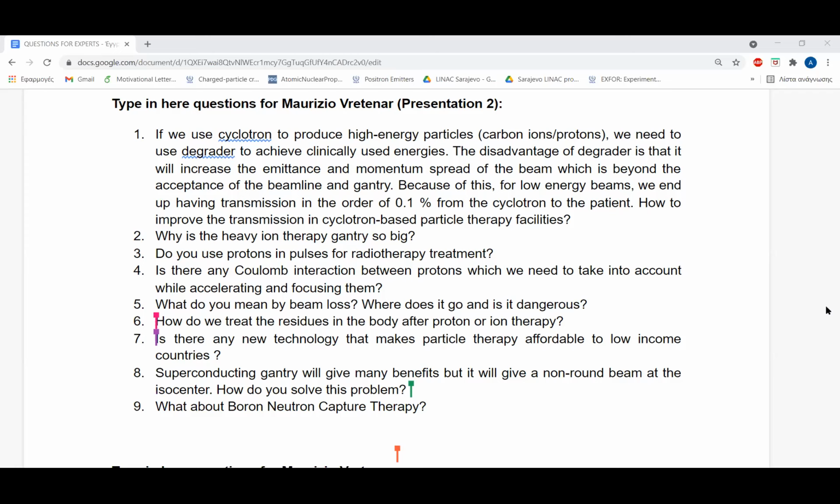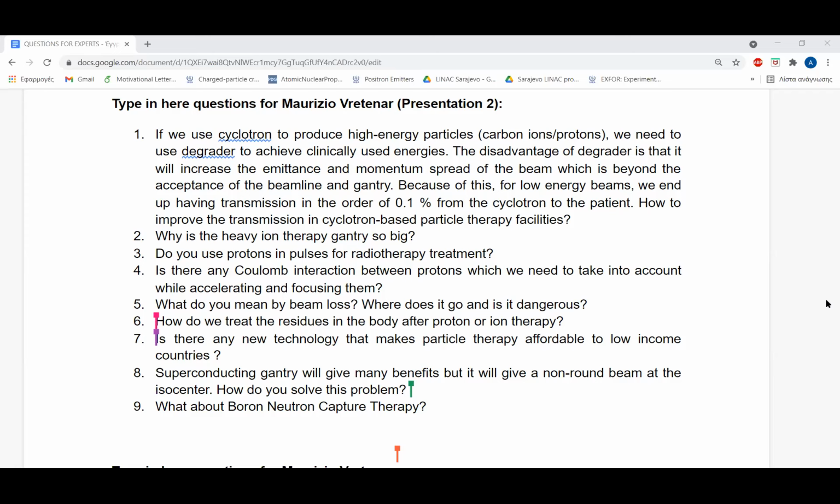Why is the heavy ion therapy gantry so big? Because of the higher energy of the ions and of this factor 2.8 in magnetic rigidity, which is a factor 2.8 in the linear dimensions of the gantry. This is something that we cannot beat. The only way is to make the magnetic field higher, thanks to superconductivity, going to superconducting magnets.